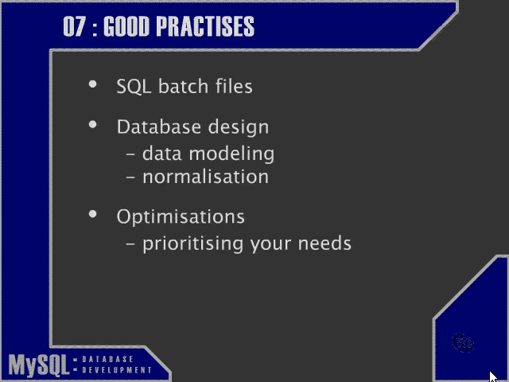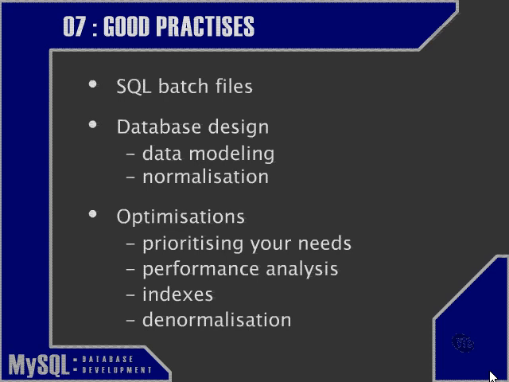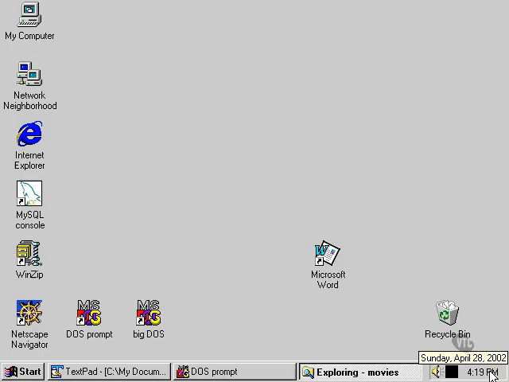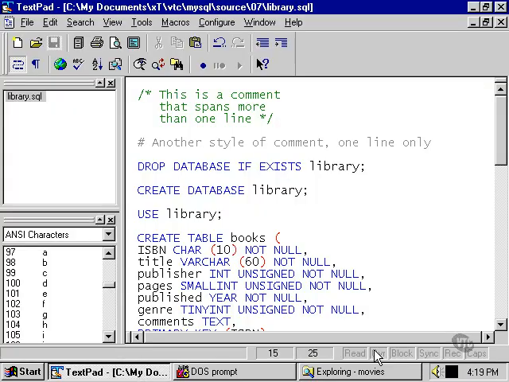First of all, prioritizing which kind of optimization is the most important. Then ways to analyze the performance of our SQL queries, use of indexes, and finally denormalization, and some other optimizations as well that we don't have room to put here. All of that will come later in this chapter. But for now, let's take a look at our text editor.